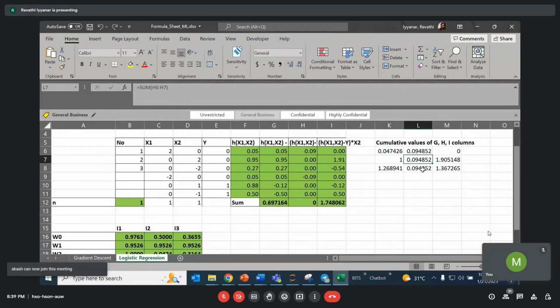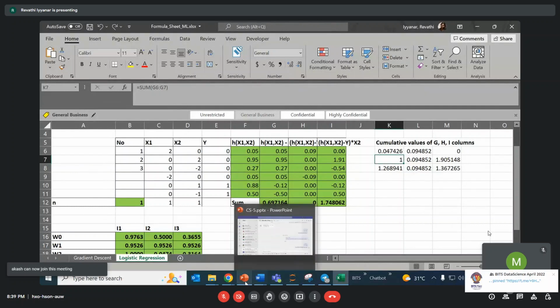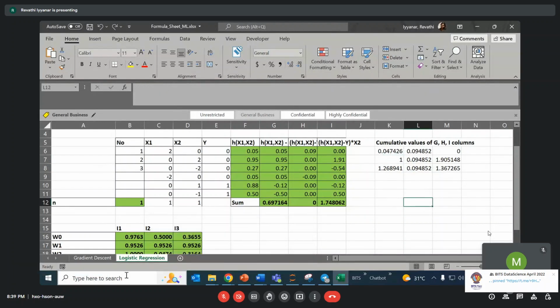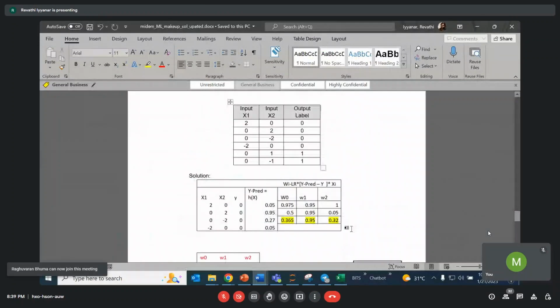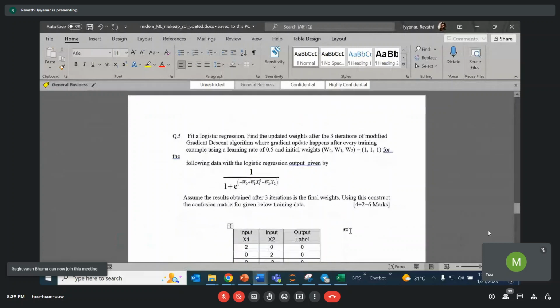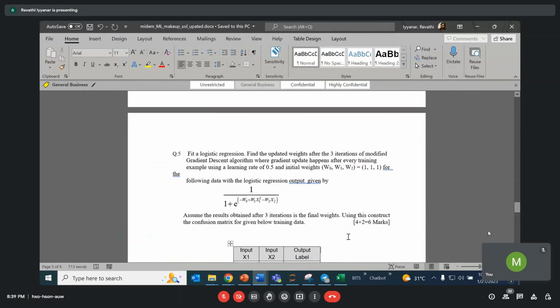I think, not sure, is it mentioned in the question by any chance? I remember Sumil was mentioning, he referred to so many things and then he figured it out. So you say it's three iterations of the modified gradient descent algorithm where the gradient update happens after every training example. So I think that's the key, and that's why it's being cumulated, and n is taken as 1.